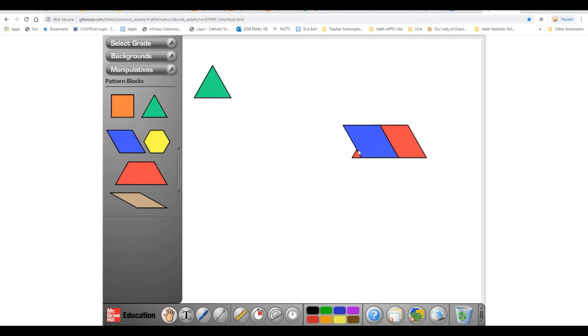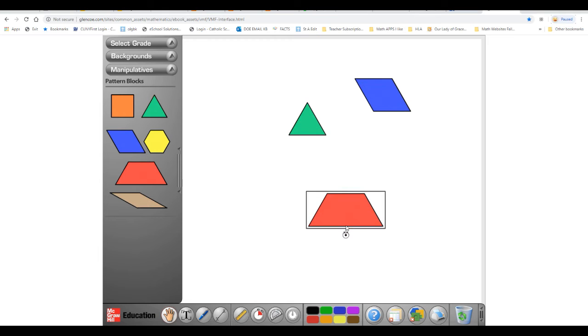No, because there's a little piece here sticking out, and this piece is sticking out. Gotta make sure it fits the whole shape inside the shape that you're making. So we got that, and we have a triangle, and we'll fit it right there. And look at that. That's a rhombus. So we only need one rhombus and one triangle to make a trapezoid.